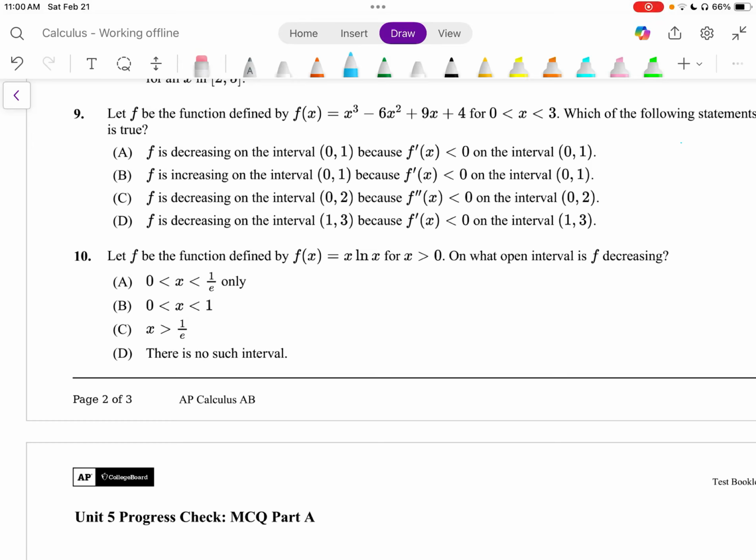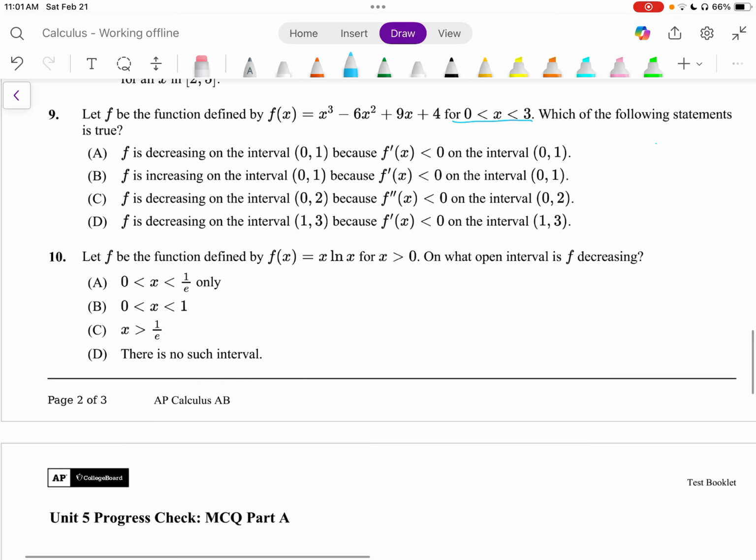We're going to go ahead and finish Unit 5 Progress Check Part A by doing 9 through 12. So number 9, let f be the function defined by that equation there from 0 to 3, which of the following statements is true.